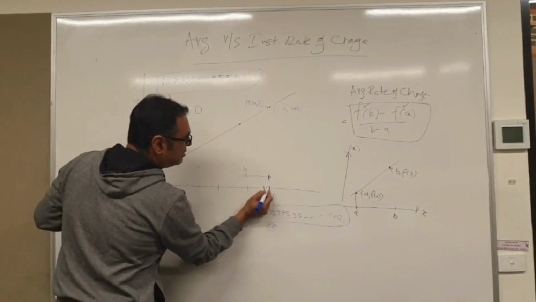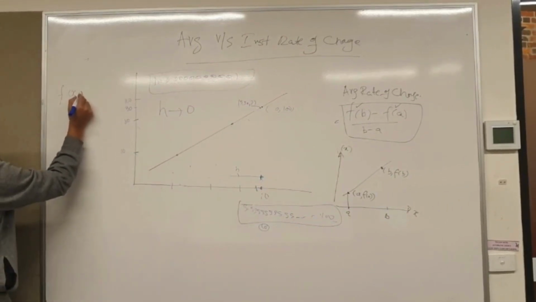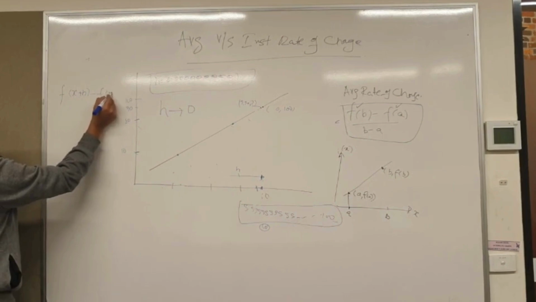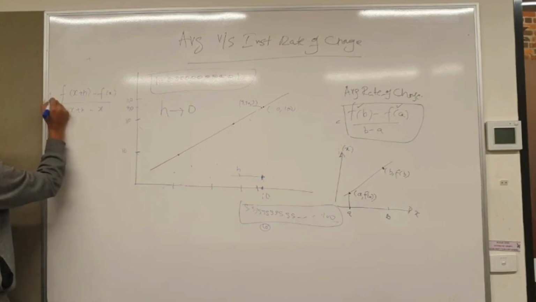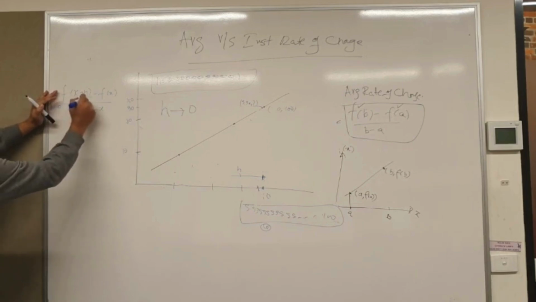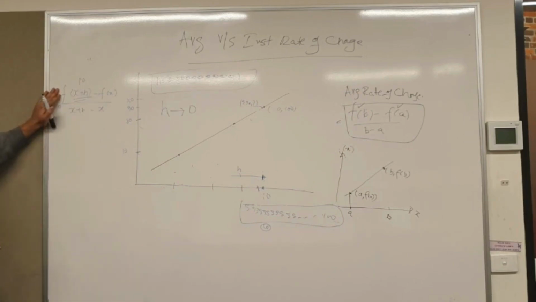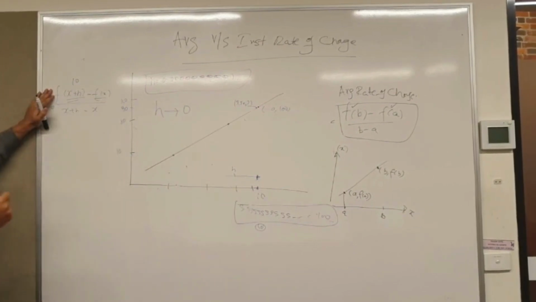So now the 2 points give f of x plus h minus f of x over x plus h minus x, limit h approaching 0. This is the slope. This was 10, this was 10, and this was that point which was getting very, very close, right?